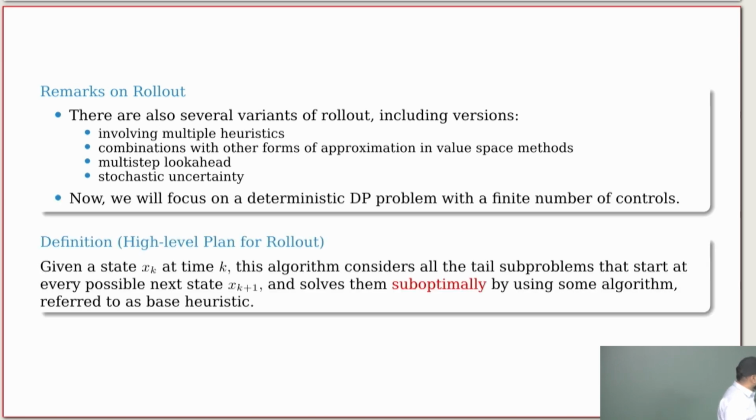Now let us get into some concrete ideas. So, a high-level plan for rollout. Given a state xk at k, this algorithm considers all tail subproblems that start at every possible next state xk plus 1 and solves them suboptimally by using some algorithm, which is the base heuristic.